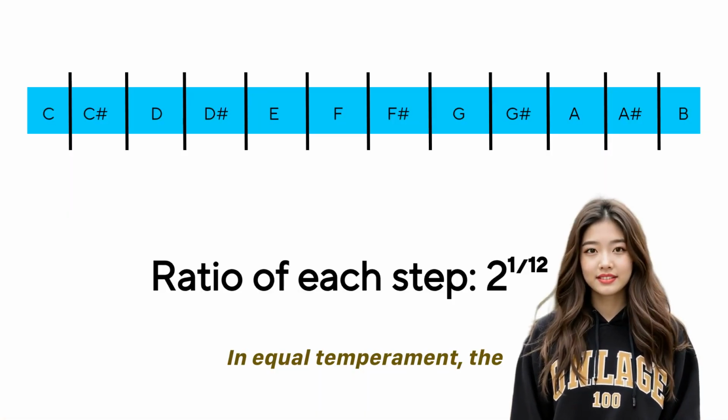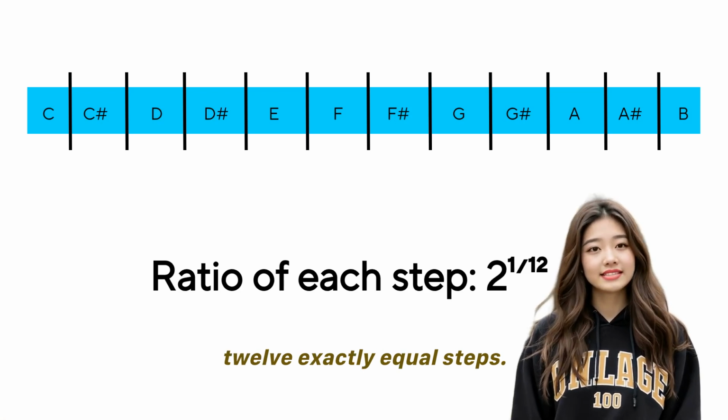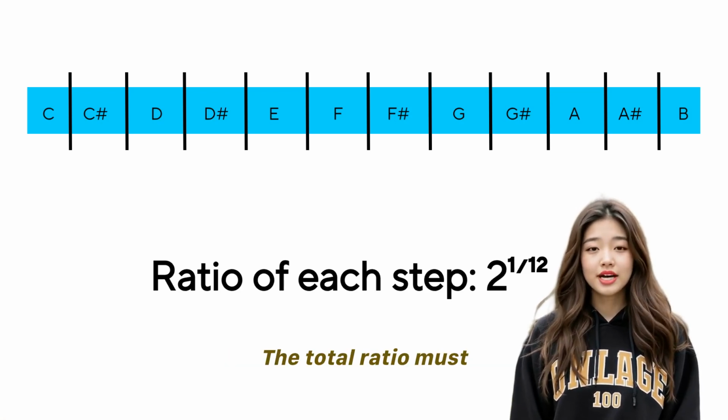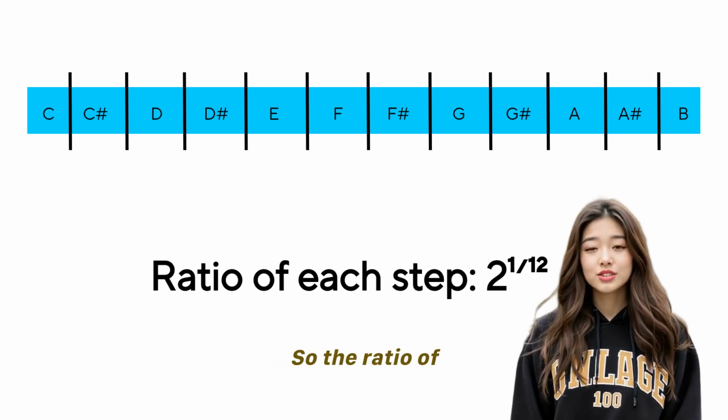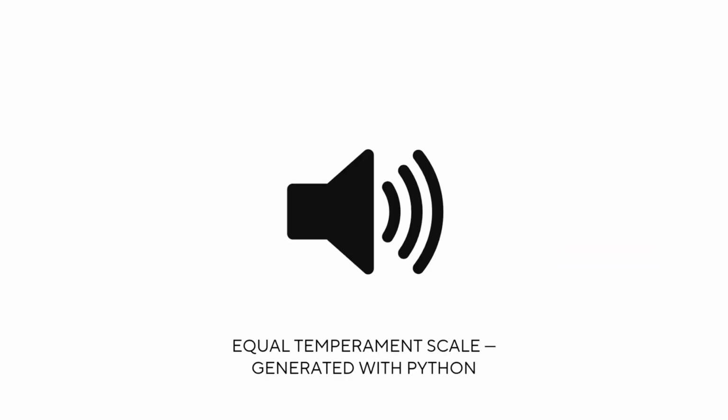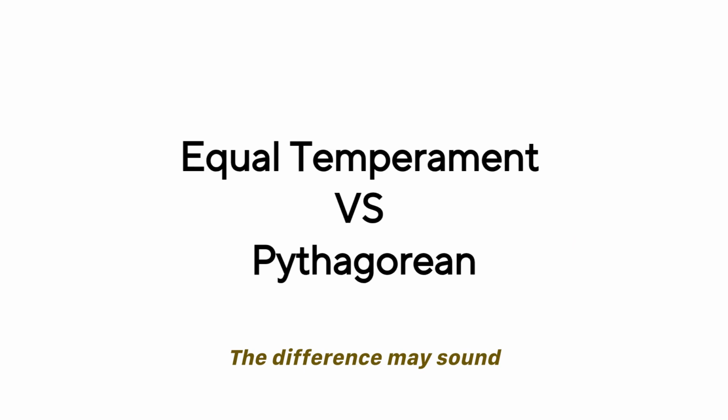In equal temperament, the octave is divided into 12 exactly equal steps. The total ratio must still be 2 because the final note is 1 octave higher. So the ratio of each step is 2 to the power of 1/12. The difference may sound subtle.